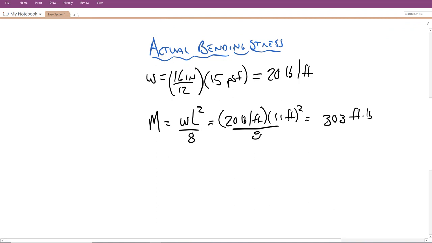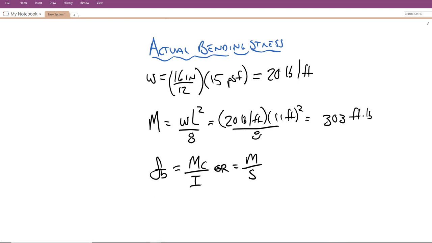Final thing we need to do is convert this to our actual bending stress. Recall that F_b equals the moment, Mc over I, or we could also substitute in and note that actual bending stress equals the moment divided by the section modulus.